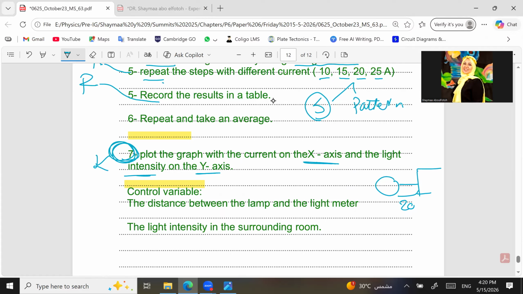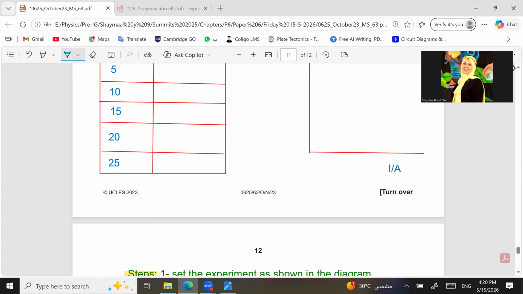If I sit, for example, in a dark room, I will sit in the dark room. If I sit in a room with a specific light intensity, I have to be in the same room all the time. Don't change the room because the light intensity will surely be affected. Now I have the table because he asked me to draw the table.